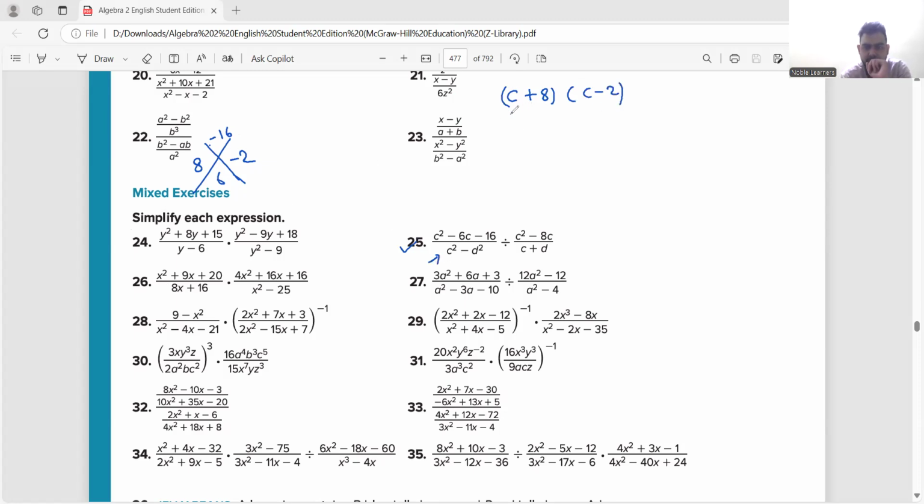What is that, in the bottom? What is this formula? How to factor this? C square minus D square. Could we factor this, or is nothing possible over there? We can. So what could we write?